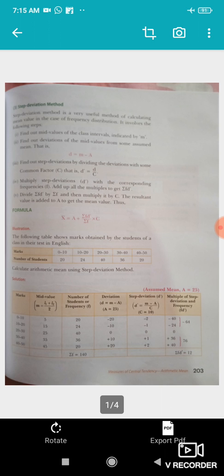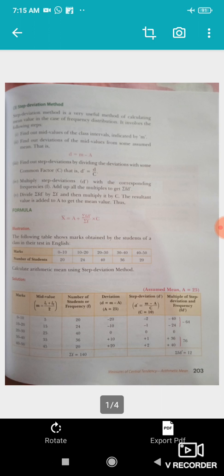So find out the mid values of the class intervals, indicated by m. Find out deviations of the mid value from some assumed mean, that is small d is equal to m minus a. Find out step deviations by dividing the deviations with some common factor. When we divide the deviation with a common factor, we denote it with d complement. Multiply the d complement with frequency, and then we get summation fd complement. Divide the summation of fd complement with summation of f and then multiply it by c. The resultant value is added to a to get the value.